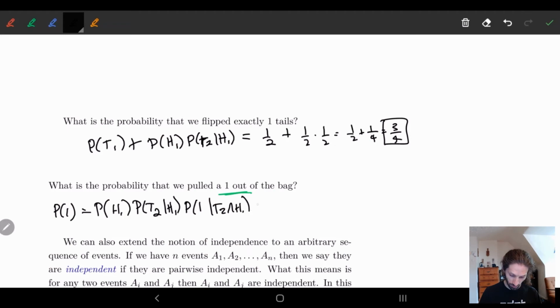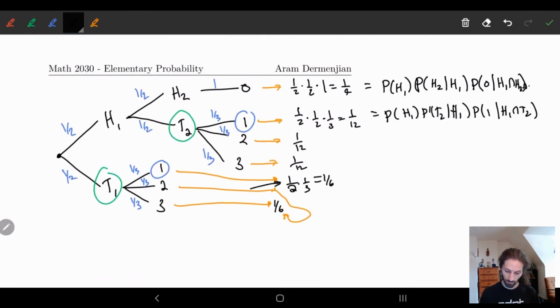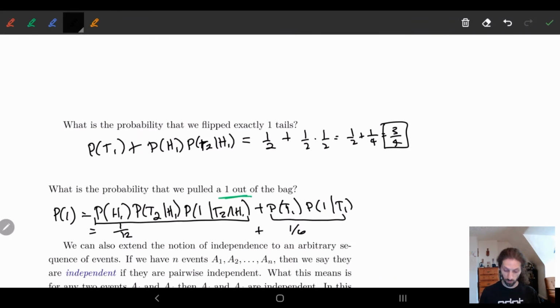But we also had a second way of doing this, right? So we can do probability of t1 times the probability of 1 given t1. And so here we saw what these are. Sorry, this one is not 1/6. So this thing here, remember when we multiplied, this is equal to 1/12, plus this part here is equal to 1/6. And we saw that from up here, right? So we get 1/6 here, and we get 1/12 here. And so 1/12 plus 1/6 is equal to 1/4.